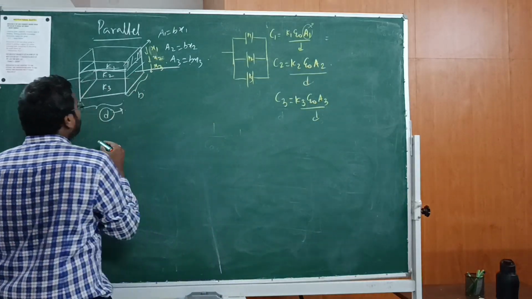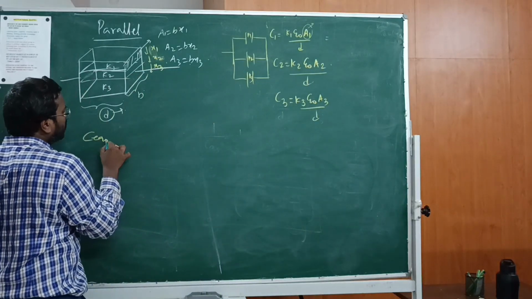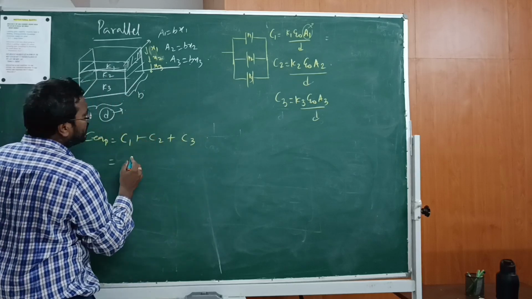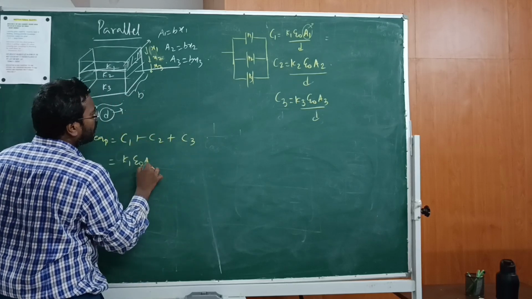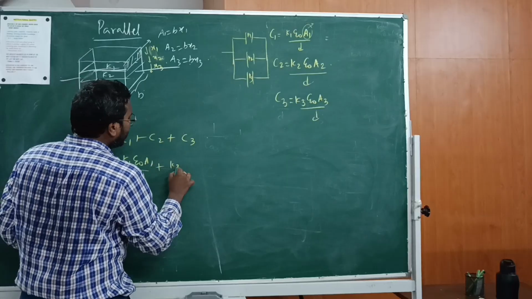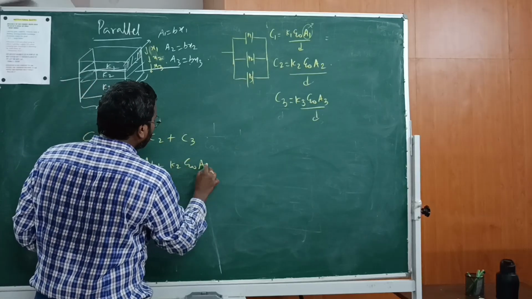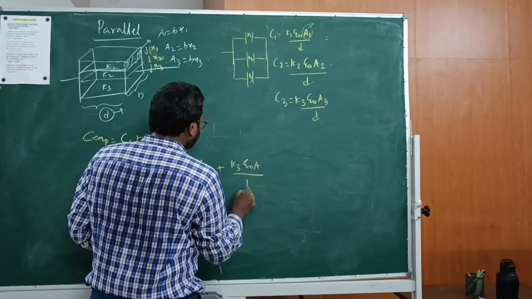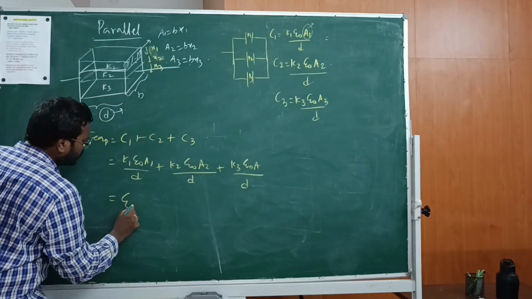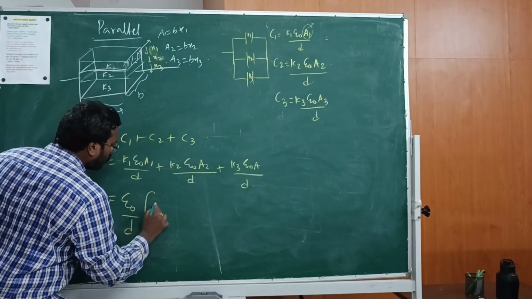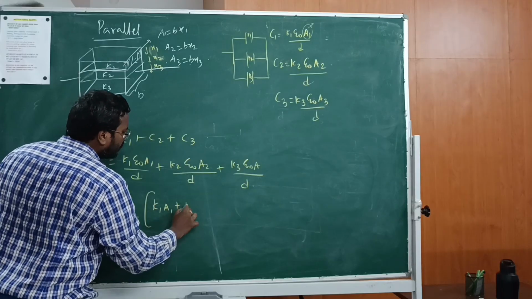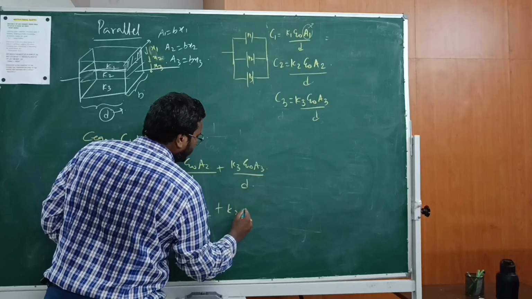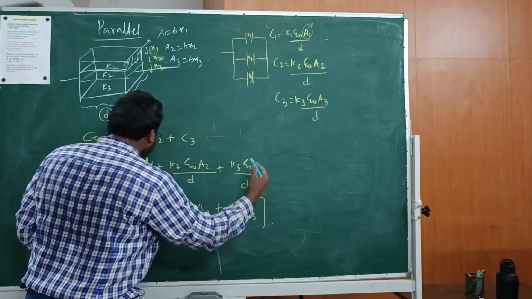We know that C equivalent in parallel is going to be what, ma? C1 plus C2 plus C3. What is C1 here? K1 epsilon naught A1 by D plus K2 epsilon naught A2 by D plus K3 epsilon naught A3 by D. So here what can we take common, ma? Epsilon naught by D is common. So we get K1 A1 plus K2 A2 plus K3 A3 so on to Kn An.